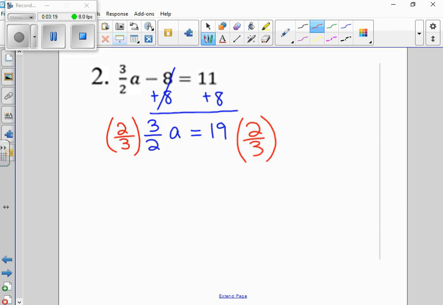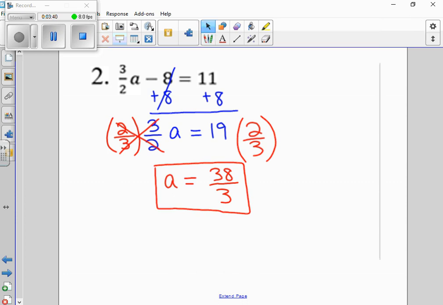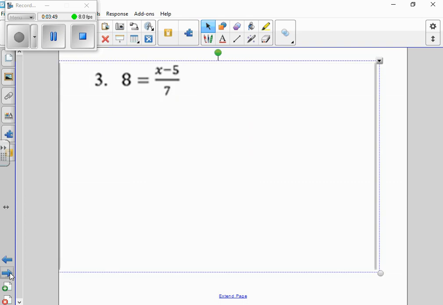On my left, the 2's and the 3's now cancel, leaving me with 1a is equal to, on my calculator, 19 times 2 is 38 over 3. You should be able to put that in Desmos as well and confirm that answer. And again, if you want to check, type in 38 over 3 for a, and see if you get 11 when you multiply times 3 halves and subtract 8.